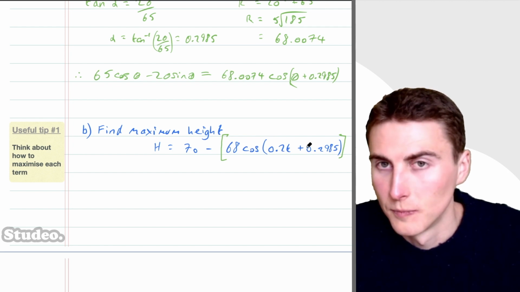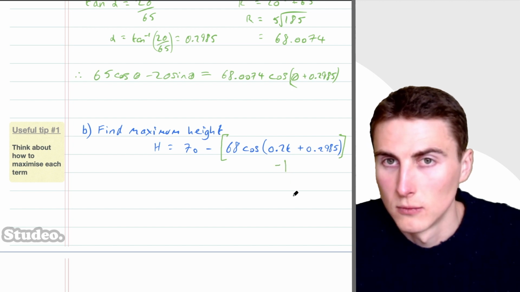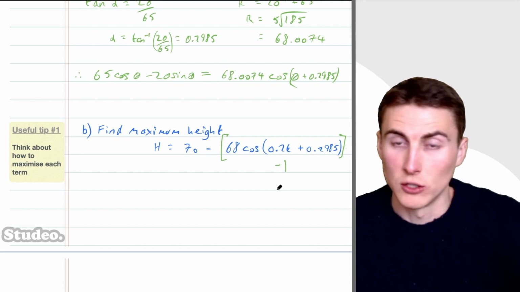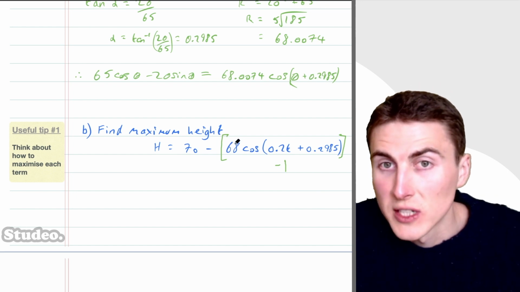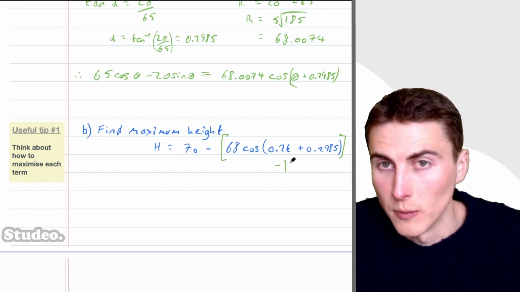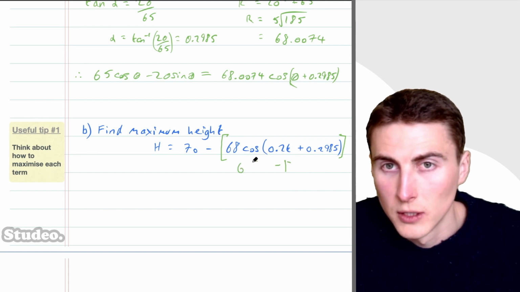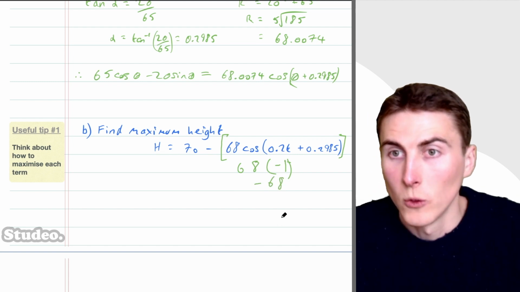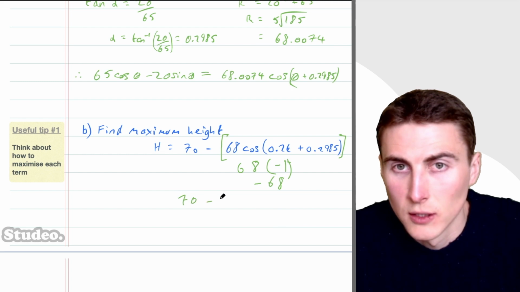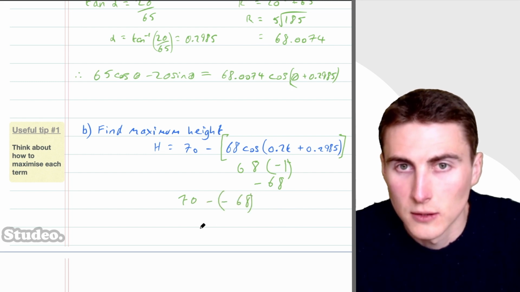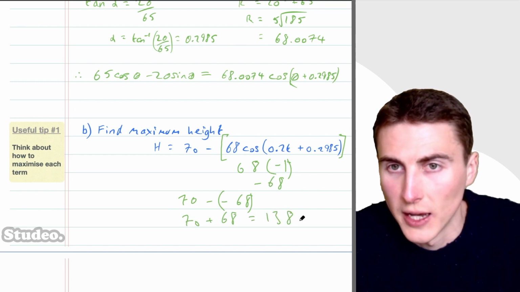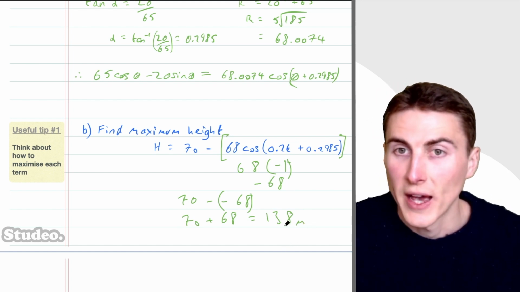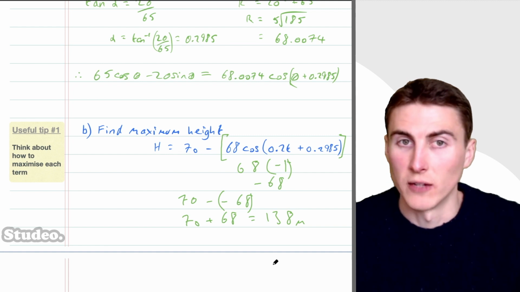a cos function can be? And the answer is just minus 1. That's the most negative a cos function can ever go. It just fluctuates between minus 1, positive 1, minus 1, positive 1. So considering the 68 there, the most negative this entire thing can be is 68 times minus 1, so negative 68. Which means the maximum height could be 70, take away negative 68, or 70 add 68, which is 138 meters. So that is the maximum height of the wheel. That's as tall as it can ever be.